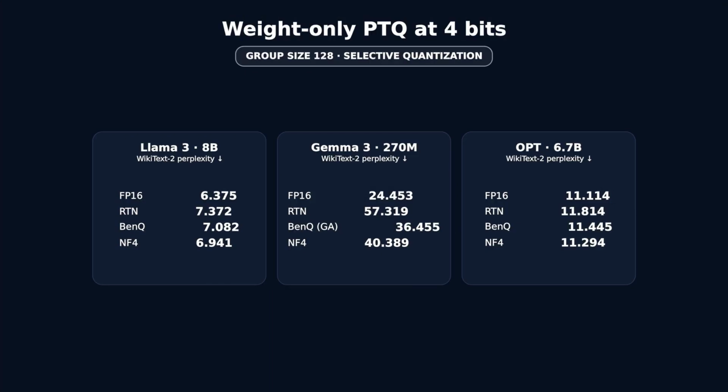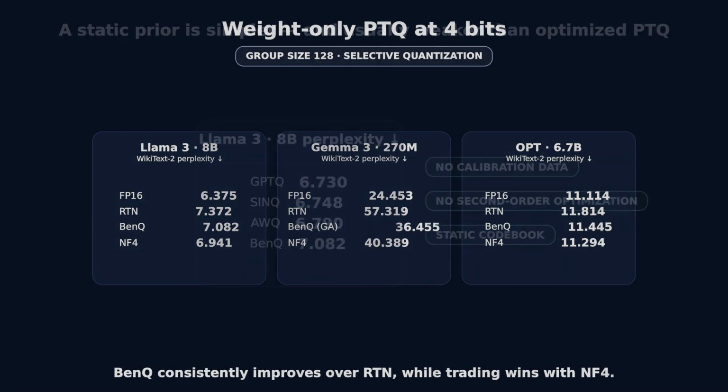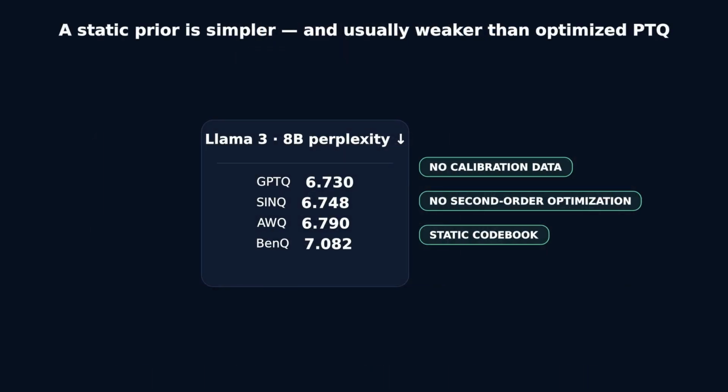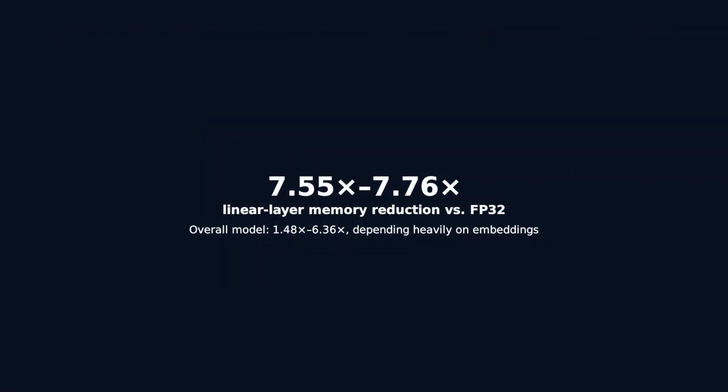When comparing with NF4, however, no method establishes total dominance. However, state-of-the-art optimized methods remain stronger. Finally, talking about memory reductions, when we exclude embeddings, memory shrinks by about 7.7 times.